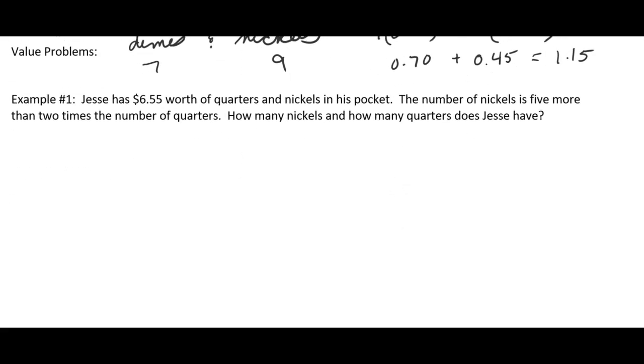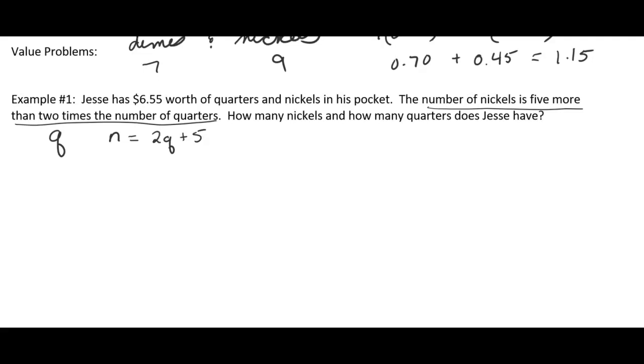So Jesse has $6.55 worth of quarters and nickels in his pocket. Okay, so he has quarters. I'll do Q for quarters and N for nickels. Each quarter is going to be 25 cents and each nickel is going to be 5 cents. So keep that in mind. The number of nickels is 5 more than 2 times the number of quarters.